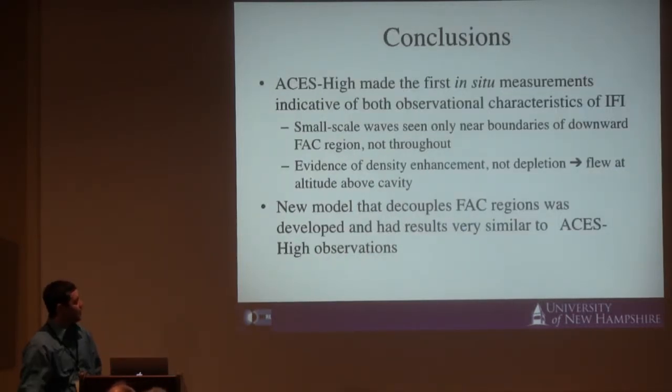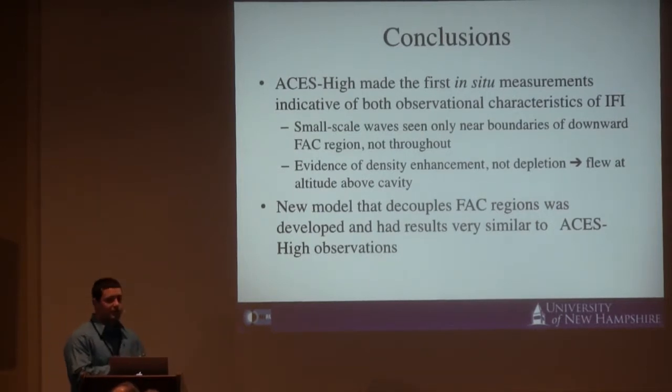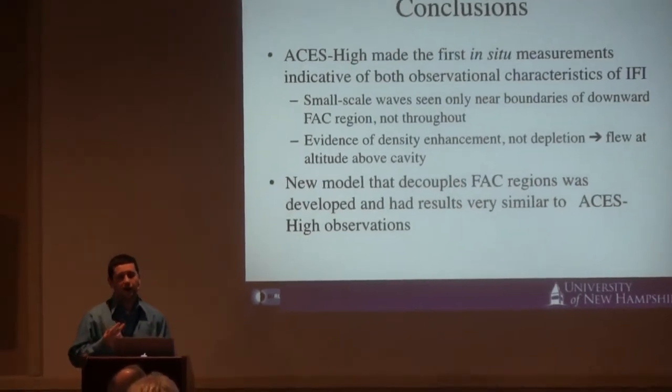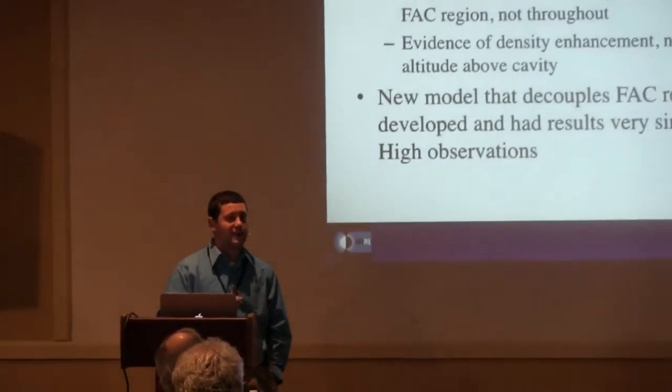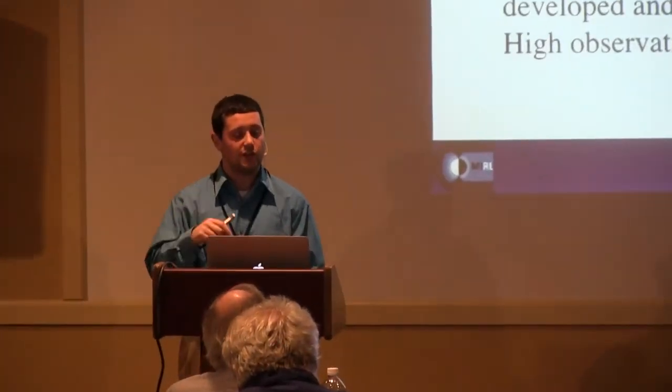So, quick wrap-up. The ACES High rocket got the first in-situ observations of both of the observational characteristics of IFI inside the Alfvén resonator. So that's the small-scale oscillations seen near the boundaries of the downward current region, and then also a density enhancement, which means that we did fly through altitudes where that plasma would be evacuated upwards, causing the low-altitude cavity. And then we developed a new model that decoupled the field-aligned current regions from each other and resulted in something very similar to the data.